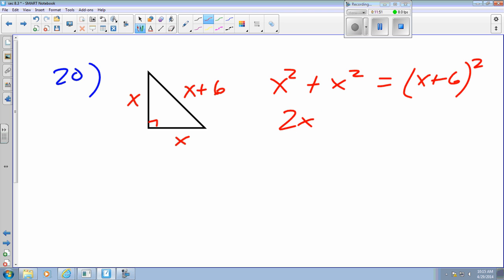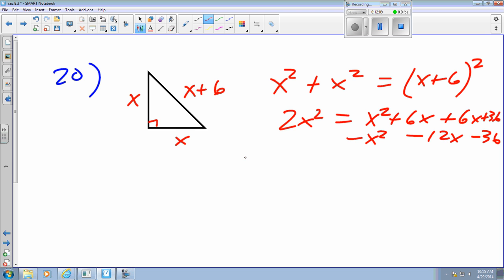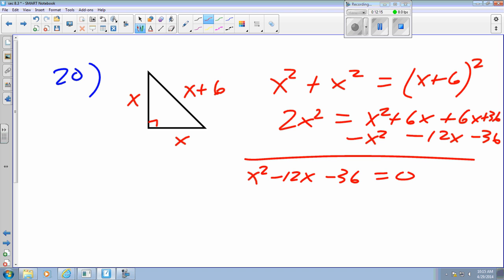I get 2x squared equals, when I square a binomial, I have to FOIL it out. First times first, outside times outside, inside times inside, last times last. I'm going to subtract the x squared. I'm going to subtract the 12x. And I'm going to subtract the 36. When I do that, I get x squared minus 12x minus 36 equals 0.